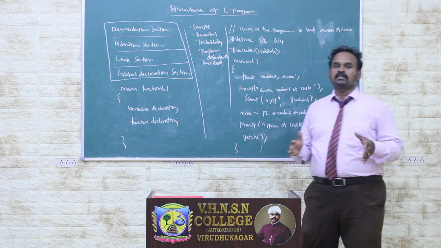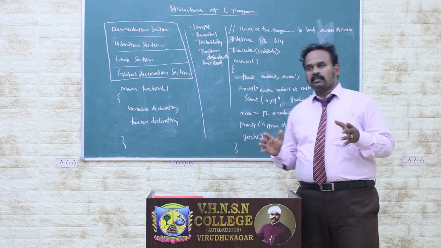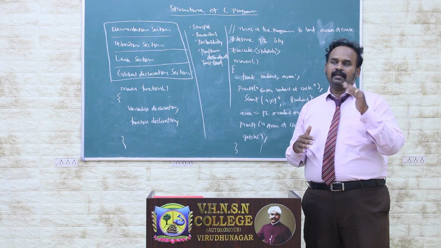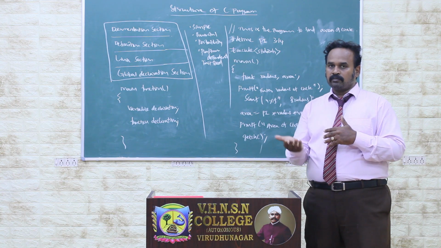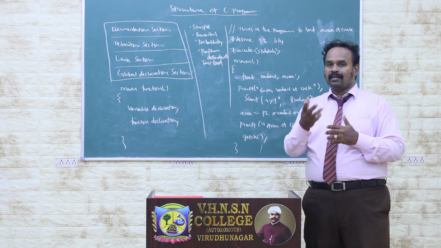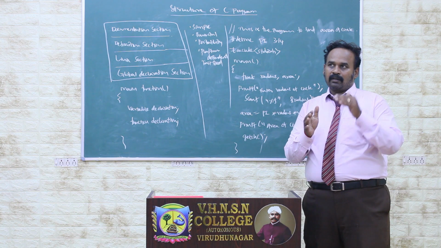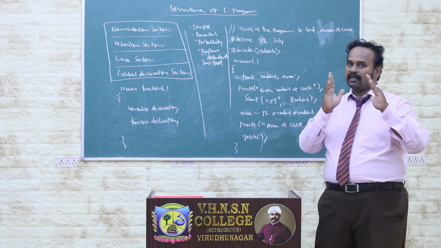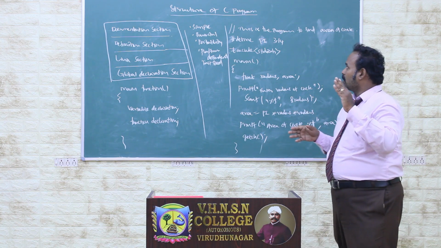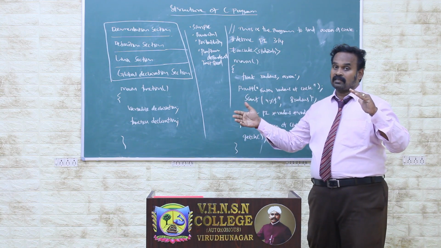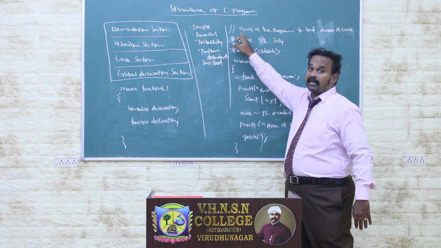What is the documentation section? The documentation section consists of a set of comment lines. The comment lines help the programmers or users to understand what the program is, what type of program it is. A single comment line is slash slash, and a multi-line comment starts with slash star and ends with star slash. Here is the single comment line, slash slash.